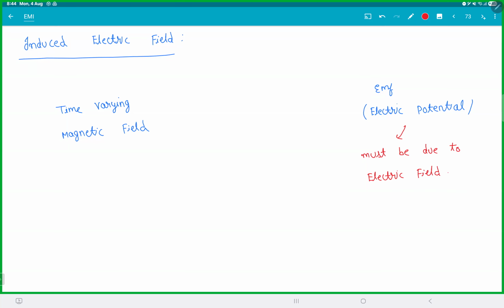Because magnetic fields cannot create electric potential. Only electric fields will create electric potential. That means somewhere in the middle of the story, something is missing. There is an electric field somewhere. There's no other way to explain this.